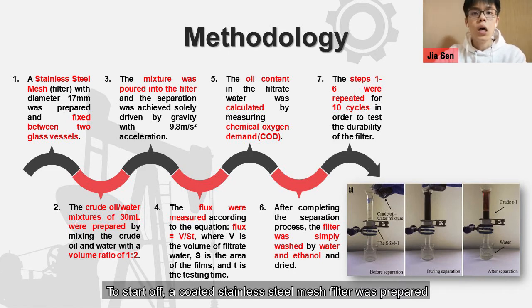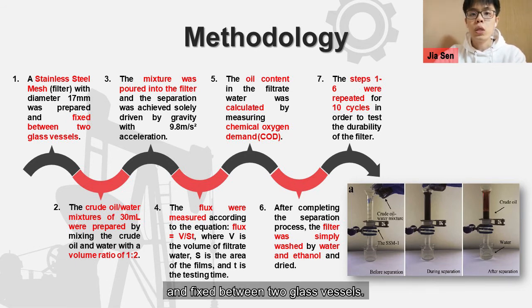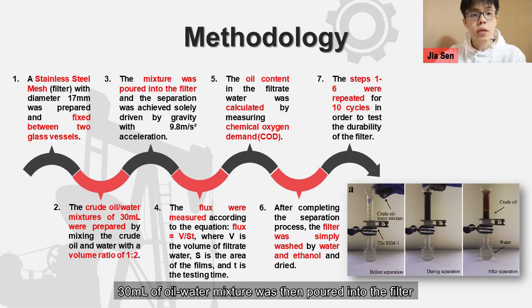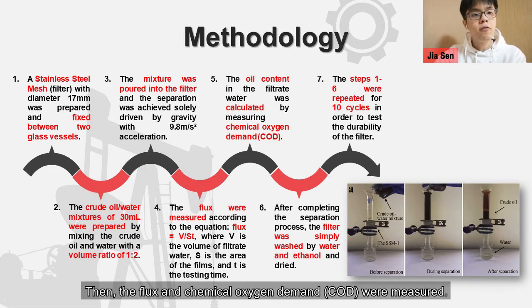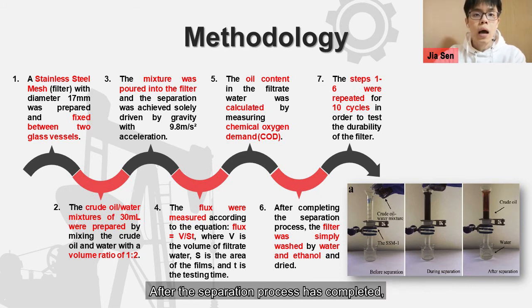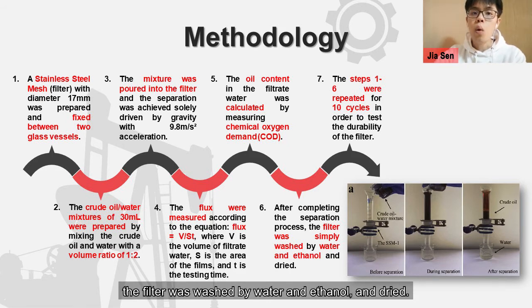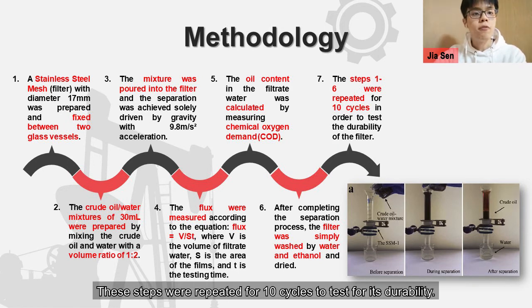To start off, a coated stainless steel mesh filter was prepared and fixed between two glass vessels. 30 ml of oil-water mixture was then poured into the filter and allowed to separate by gravity. Then, the flux and chemical oxygen demand (COD) were measured. After the separation process has completed, the filter was washed by water and ethanol and dried. These steps were repeated for 10 cycles to test for its durability.